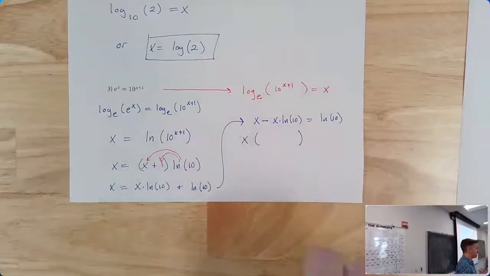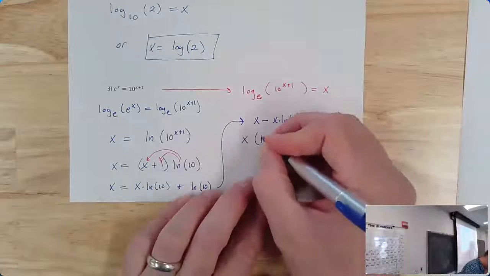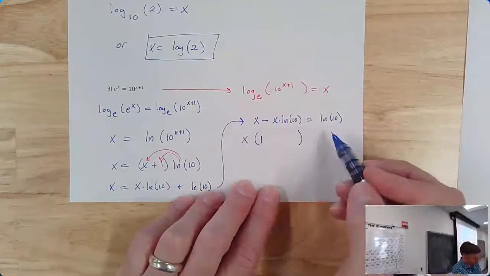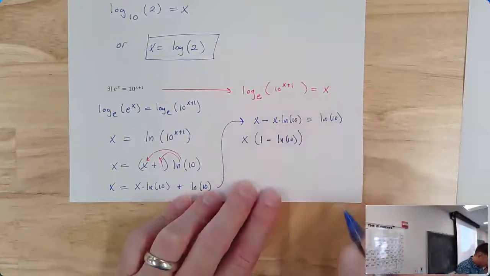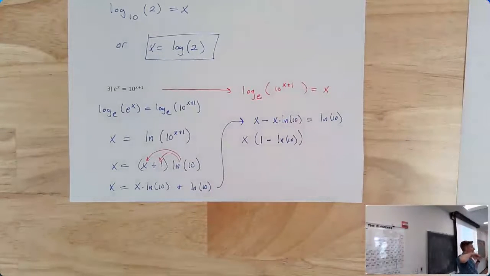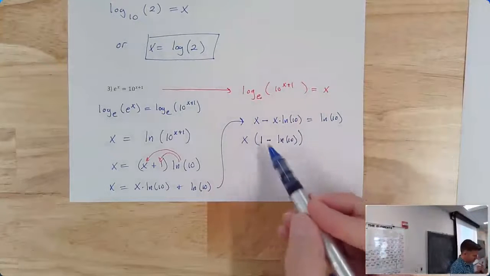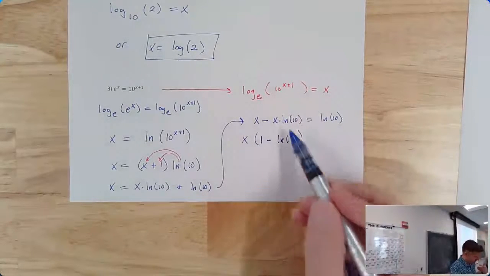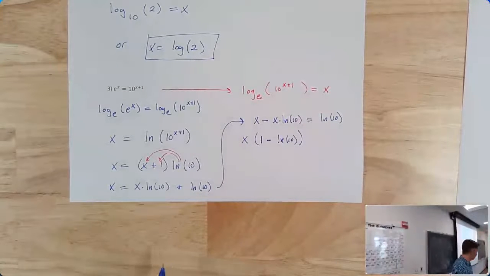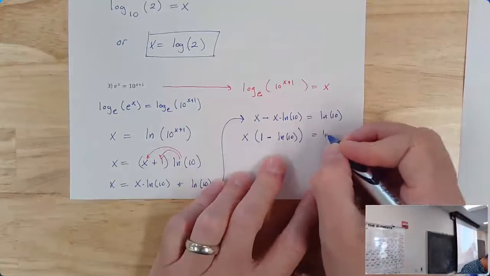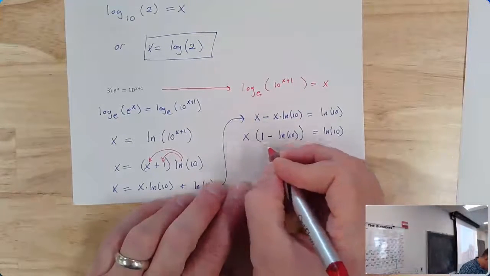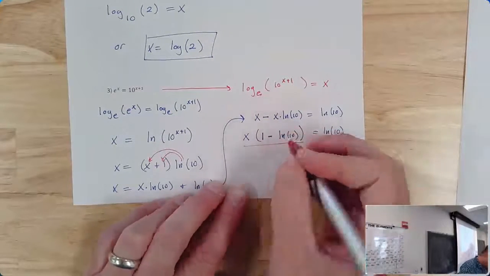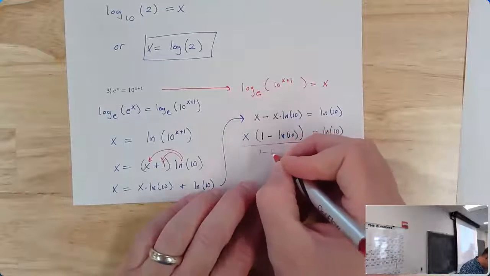What's x divided by x? And x natural log of 10 divided by x is just natural log of 10. So I'm pulling out the x. And notice if you distributed that x back in, you would have what you started with. X times 1 is x. X times natural log of 10 is x natural log of 10. Still equal to natural log of 10. And finally, the last step is going to be to divide by 1 minus natural log of 10.